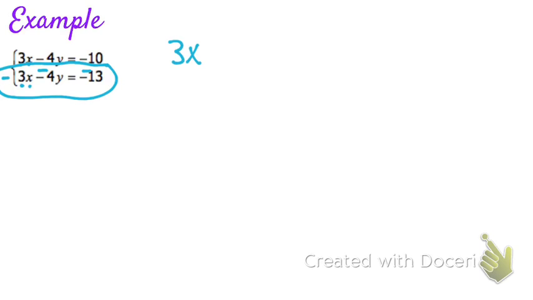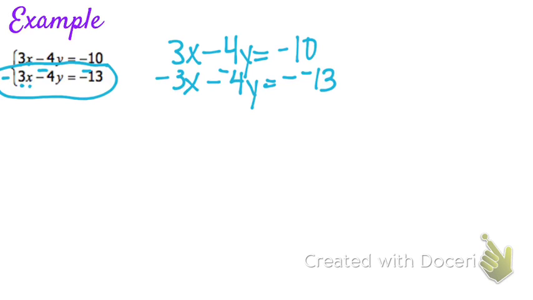So we have 3x minus 4y equals negative 10. We're going to subtract the 3x, we're going to subtract the negative 4y, and we're going to subtract the negative 13. So 3x minus 3x is 0. That cancels out. This negative 4y minus negative, remember subtracting a negative is the same as adding. So this is just like adding. And when we have a negative and we're adding the same thing, that also cancels out. So on the left side, we have 0.